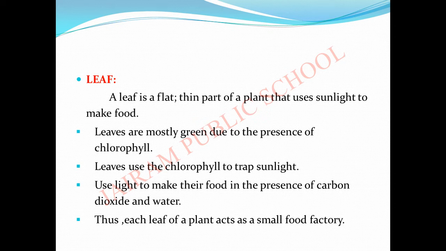Children, already I told that if it is a difficult word, you can split the word into 2 or 3 parts. Okay, then you can understand the word easily. Leaves use the chlorophyll to trap sunlight. They use sunlight to make their food in the presence of carbon dioxide and water. Thus each leaf of a plant acts as a small food factory.